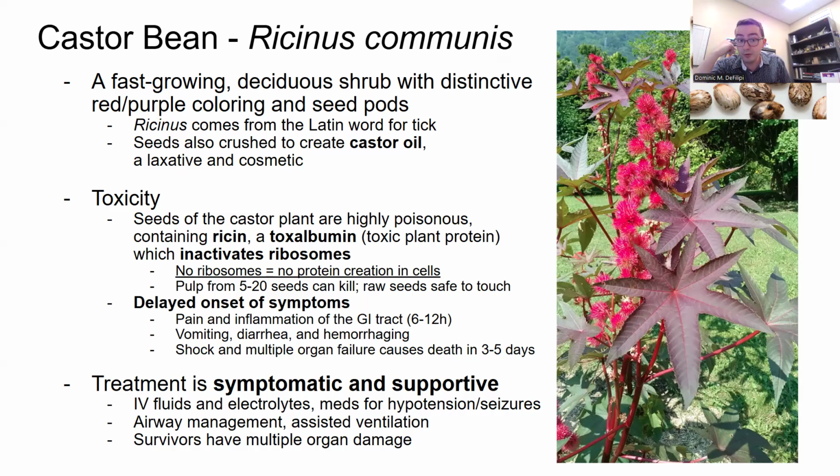Treatment for ricin poisoning is symptomatic and supportive. IV fluids and electrolytes, as well as medications for hypotension and seizures. Airway management and assisted ventilation are a must. And it's a long road to recovery because survivors usually have multiple organ damage that they have to contend with. So they will often spend months and months and months in the hospital if indeed they do manage to survive the initial poisoning.